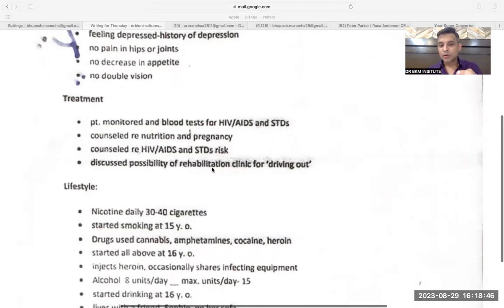We discussed the possibility of a rehabilitation clinic for driving out, meaning to quit the drugs. So that was the possibility that was discussed. By chance, if you do not understand something in the paper, then the OET exam is the easiest, because you don't write what you do not understand. So don't write it. That is how simple it is.